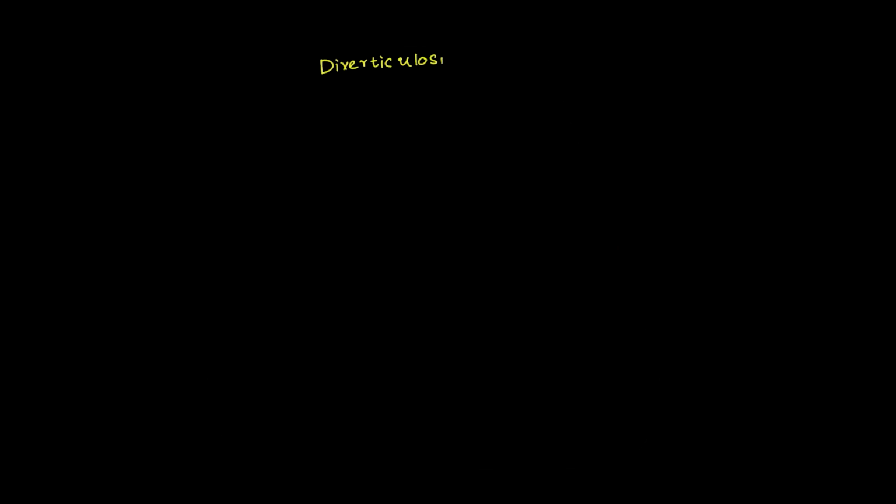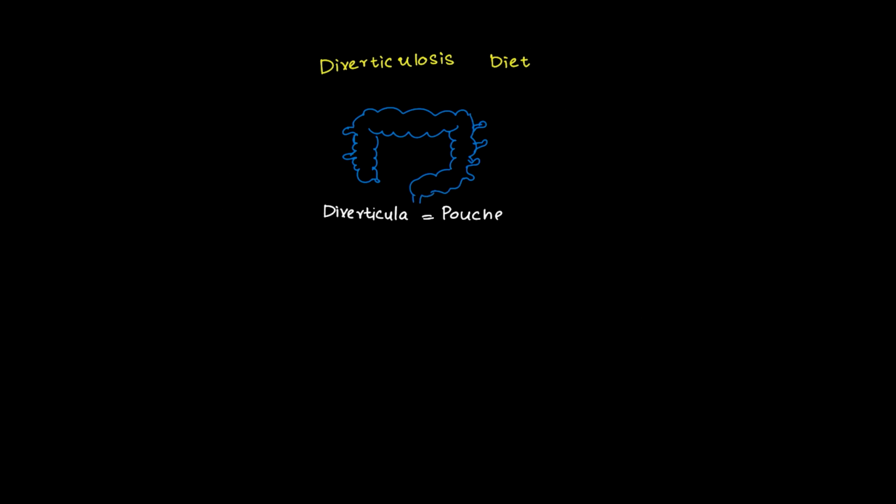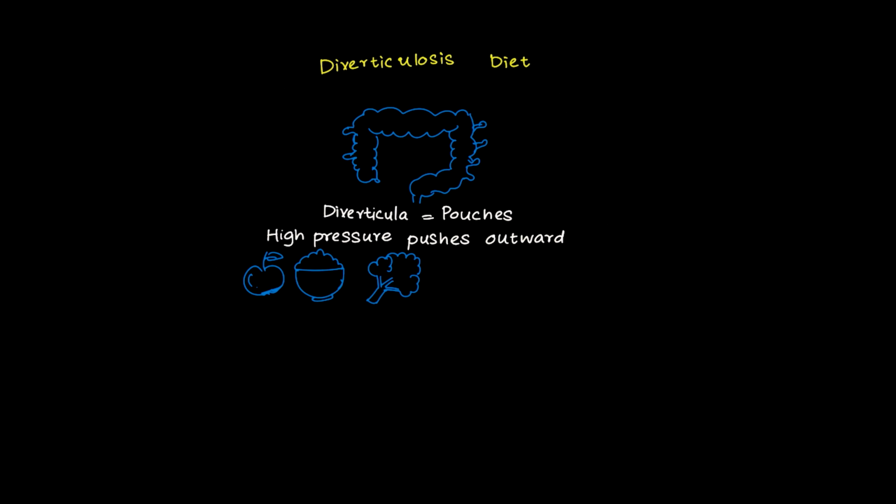Diverticulosis is when small pouches called diverticula develop in the wall of the colon. Those pouches form from years of high pressure inside the bowel, which pushes the lining outward through weak spots in the muscle wall. The root cause of that high pressure is usually chronic constipation from a low-fiber diet. Fiber is the fix. Fiber soaks up water, bulks up the stool, and keeps things moving through the colon smoothly.